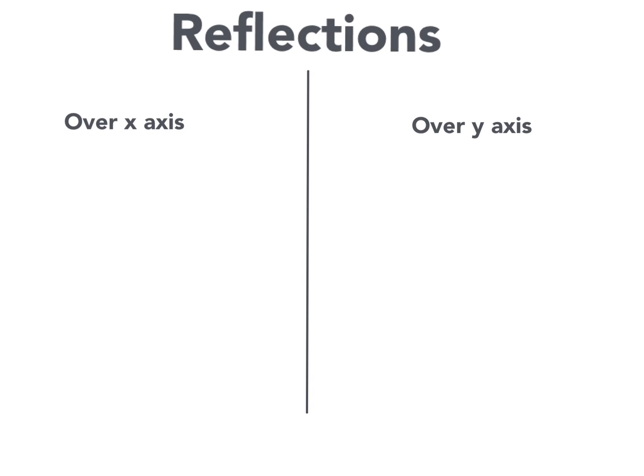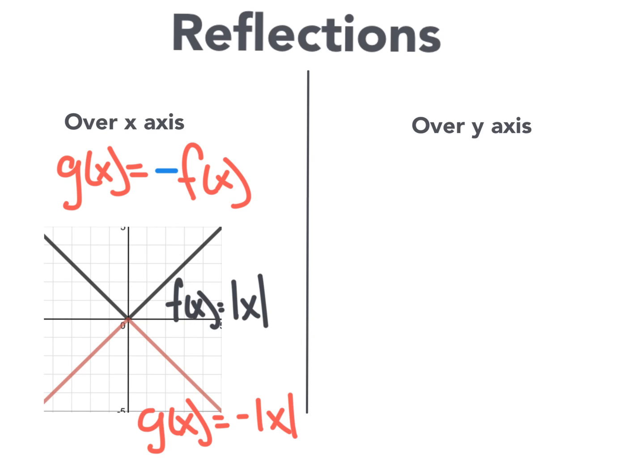All right, so now let's talk about reflections. We're used to dealing with over the x-axis, but we're also going to talk about over the y-axis. All right, so to reflect over the x-axis, you just put the negative outside. G of x equals negative f of x. Here we have an example of that with the absolute value, f of x equals absolute value of x. And see, g of x, just putting this negative out here, flips the function over the x-axis.